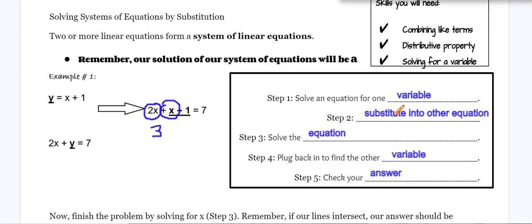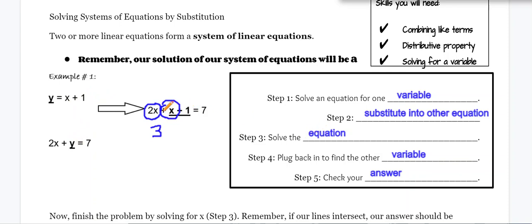All right, so then what we do is we substitute into our other equation. So this is saying y equals x plus 1, right? So on my other equation, I'm going to replace this y. I'm going to substitute out that y, and I'm going to replace it with x plus 1, which I did here. Then I want to solve the equation.